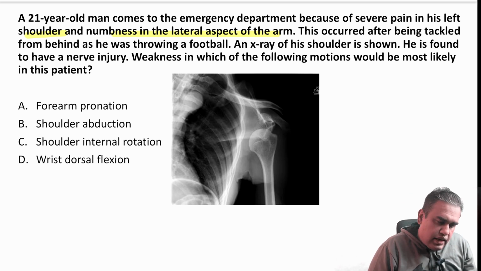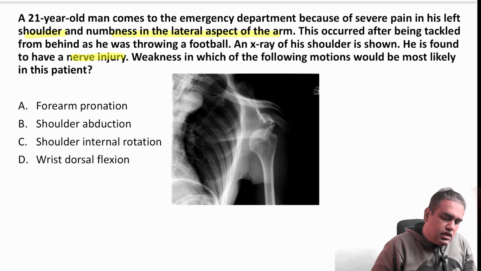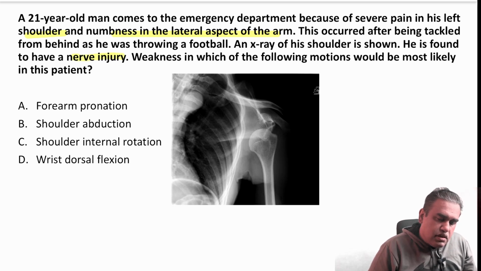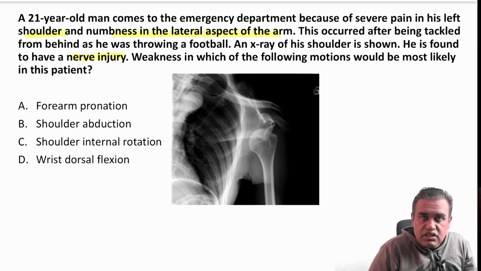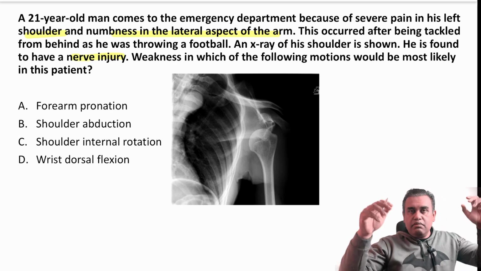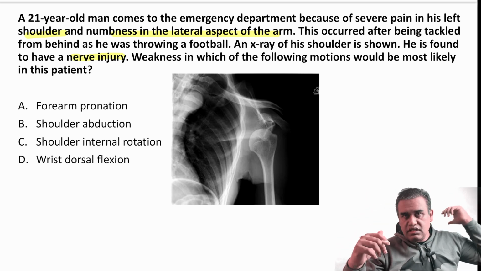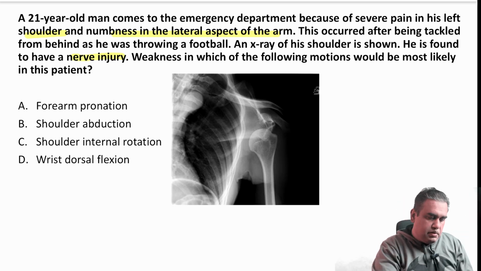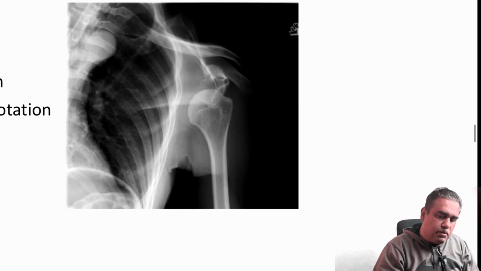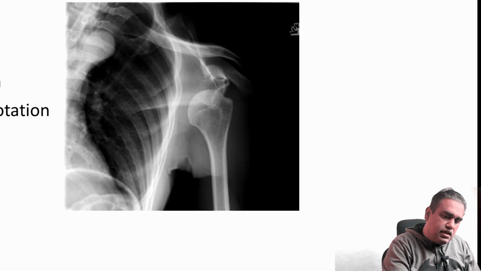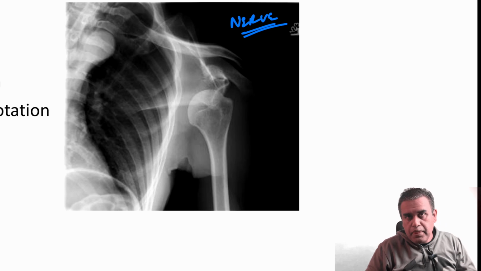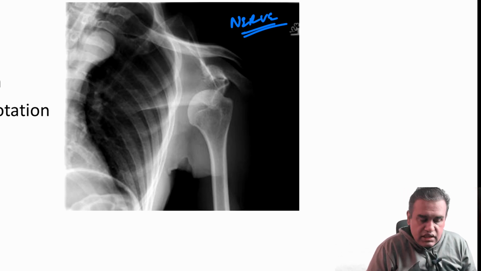Something happened. An X-ray of the shoulder is shown. He is found to have a nerve injury. The X-ray was taken and they found a nerve injury. Weakness in which of the following motions would be most likely in this patient? Okay. So the mode of injury is that the upper limb is abducted and from behind there has been a force. The X-ray is also given to you. In the X-ray, try to identify what looks wrong. Then they are saying they have found a nerve injury, but first let us see whether there is some X-ray problem.